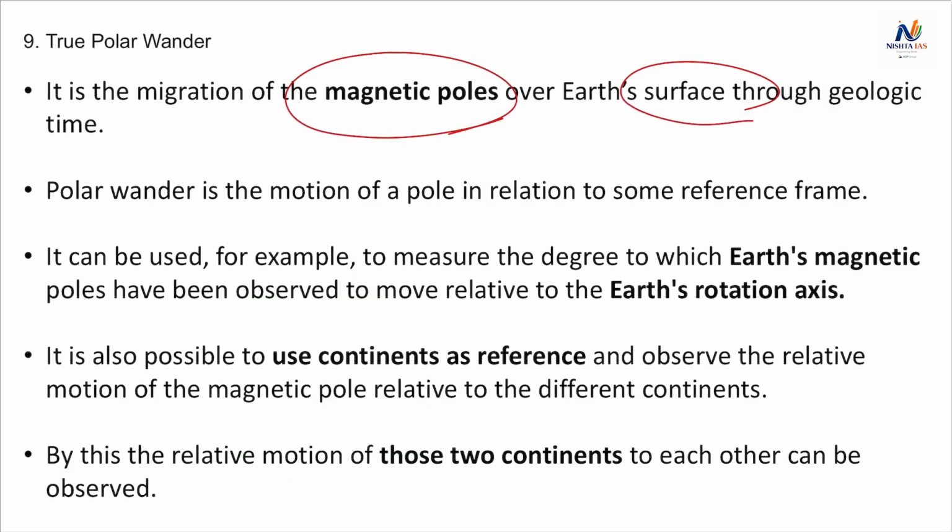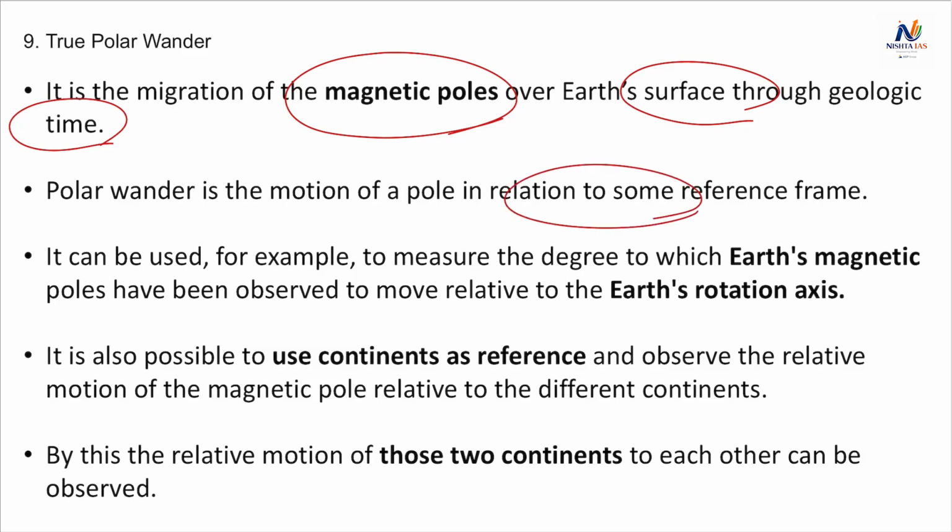Then coming to next, true polar wandering. This is a migration of magnetic poles over the Earth's surface through geological time. That means the magnetic poles will shift, and there are also chances that they can reverse also. The North Pole can become the South Pole and the South Pole can become the North Pole.